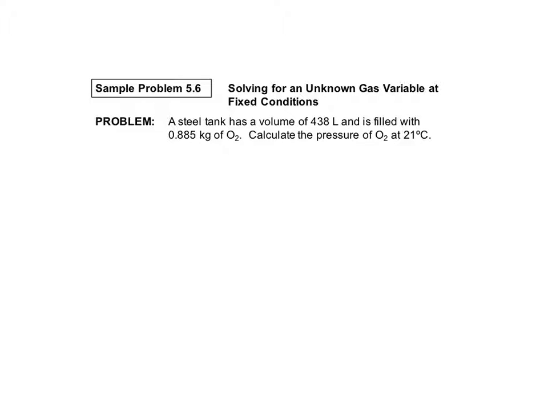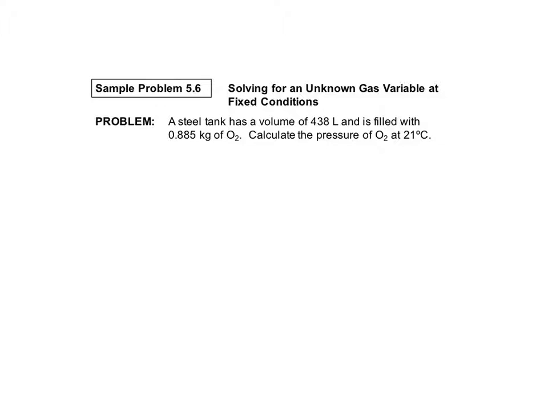All right, sample problem 5.6 says a steel tank has a volume of 438 liters and is filled with 0.885 kilograms of O2. Calculate the pressure of O2 at 21 degrees C.